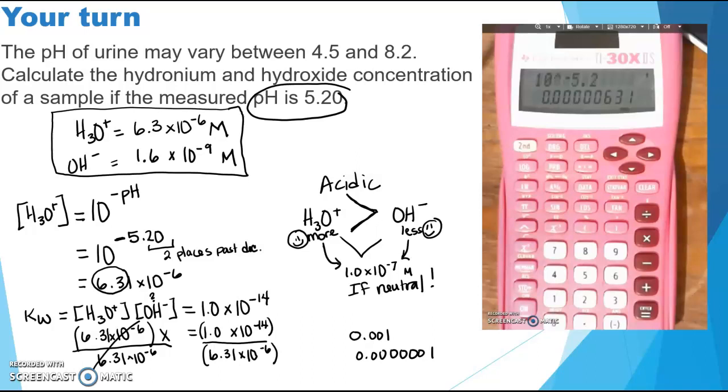And what we know to be true about acids and bases is as the pH becomes more and more acidic, the hydronium ion concentration goes up from 1.0 times 10 to the negative 7, and the hydroxide ion concentration goes down. So as we decrease the pH of something, this is what happens. If we have it more basic, as the pH increases, we'd expect the opposite. We'd expect the hydronium ion concentration to be less and the hydroxide concentration to be more. So hopefully that makes sense and gives you some tools for checking your work.